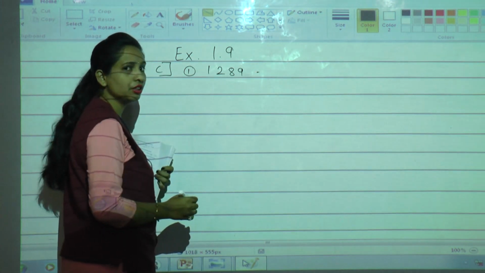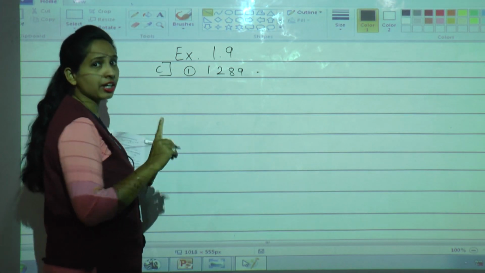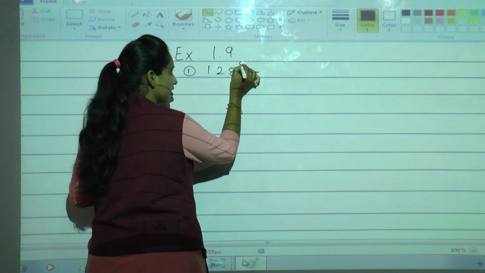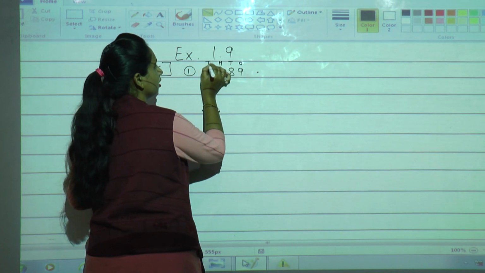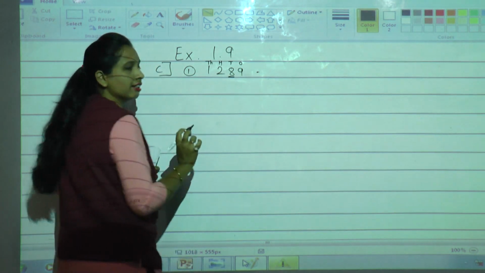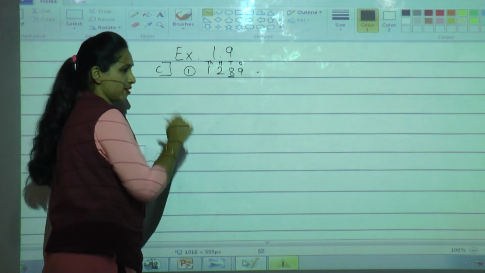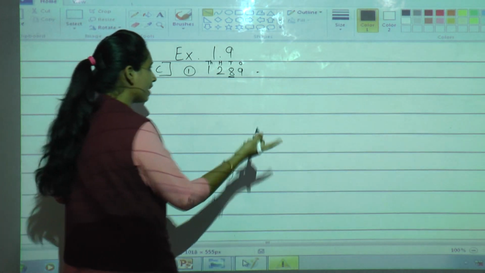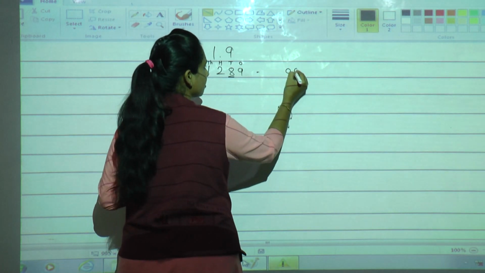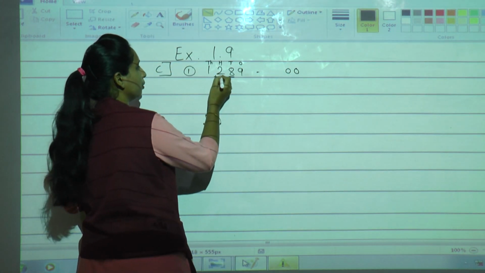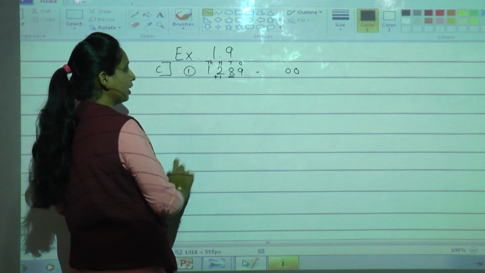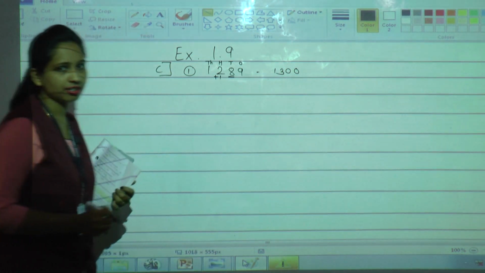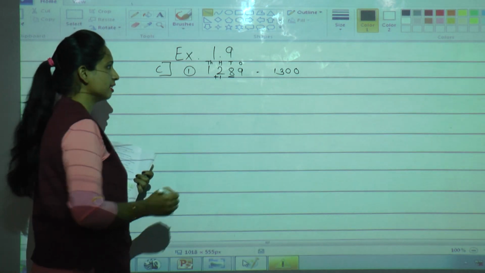So, what is our first rule? Whenever rounding to the nearest 100, look at the digit at the tens place. First write the place values. If it is rounding to 100, look at the tens place. See what number it is. It is 8. So if it is 5 or more than 5, place the zeros at ones and tens and add 1 to the hundreds place. So if I add 1 to the hundreds place, we get 2 plus 1 is 3, and 1 as it is. Understood, students? Isn't it easy?